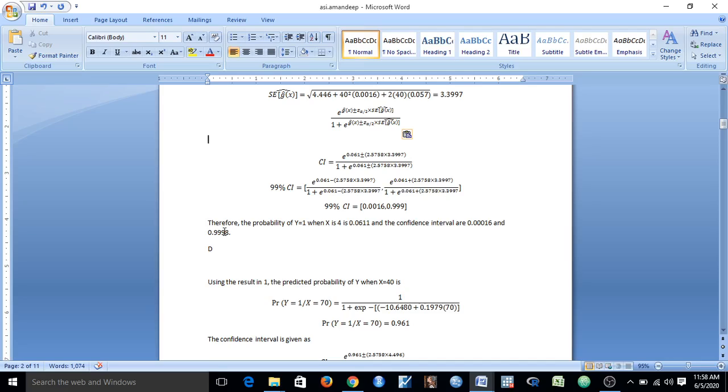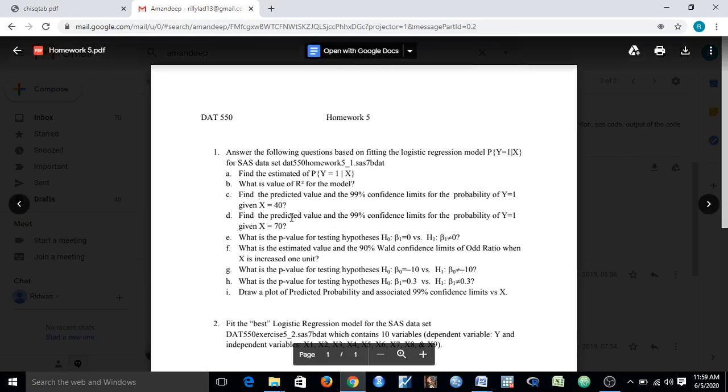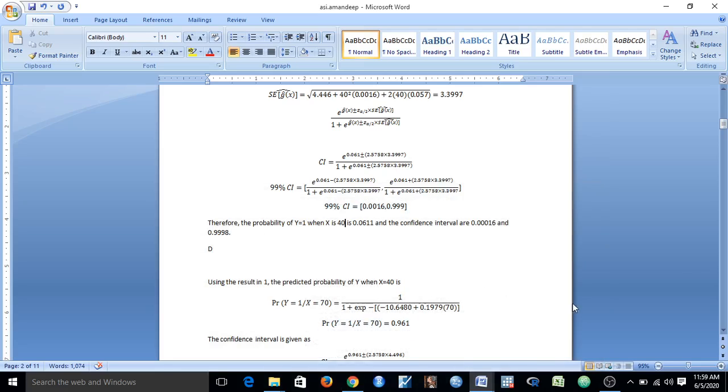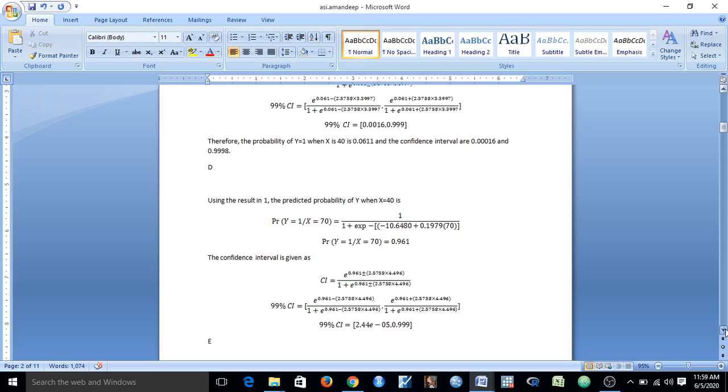So this means that the interpretation of the confidence interval is that we are 99% confident that the probability of y equals to 1 when x is 40 for the whole population will be between 0.00016 and 0.998. So the next question D, say we should find the predicted value and 99% confidence limit for the probability of y equals to 1 given x equals to 70.